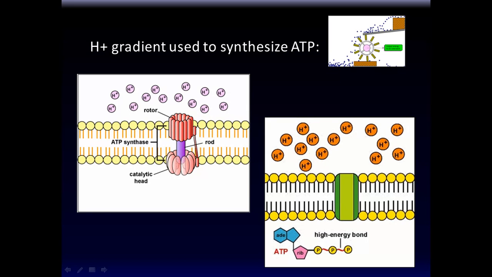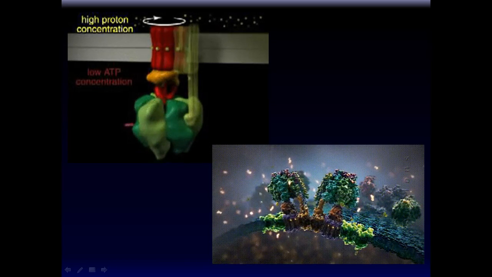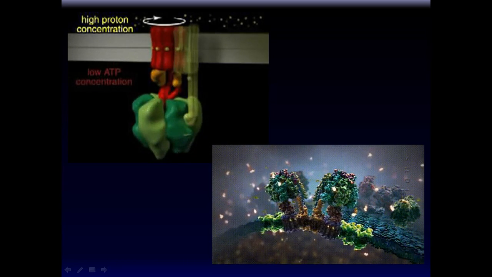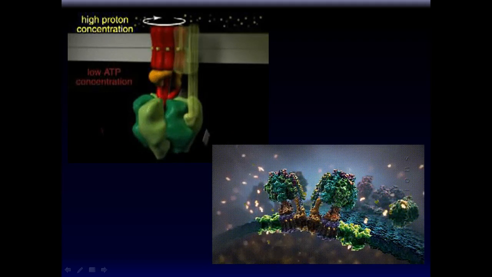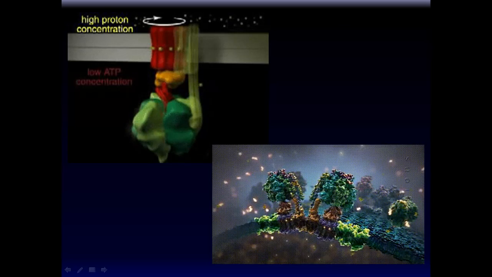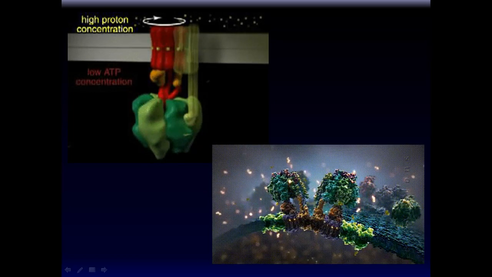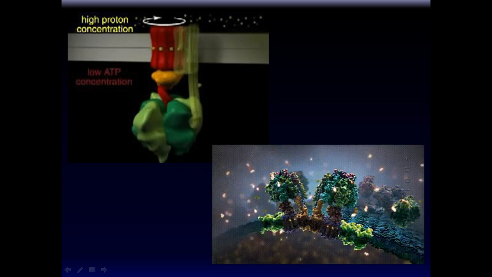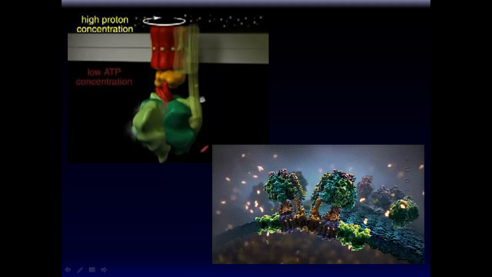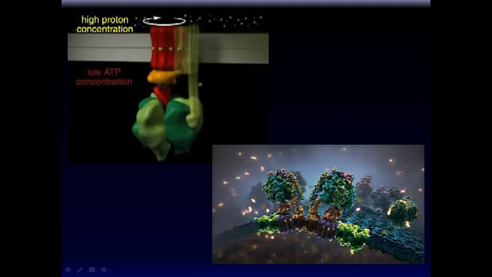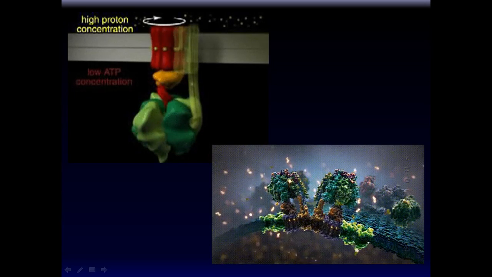Okay, now here's how it happens. So over here, as you can see, the hydrogen ion is going here. ADP and phosphate are going to attach over here, and they're going to make ATP. This is a very curiously amazing little protein. It's depicted over here. These are the ATP molecules being produced over here. It's quite amazing.